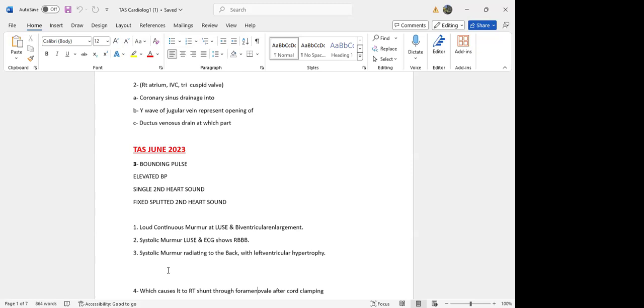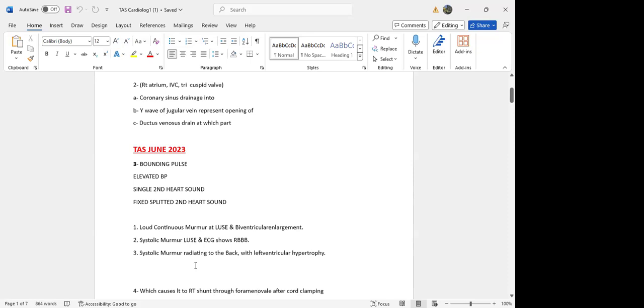Systolic murmur at the left upper sternal edge, and the ECG shows right bundle branch block. So what is the characteristic? This is a murmur at the left and it is associated with bundle branch block. In which condition did we discuss bundle branch block? If you can recall, it is the ASD. And which type of ASD? It is associated with right bundle branch block. It is the secundum. So it is a secundum ASD and it is associated with fixed split second heart sounds. Okay.